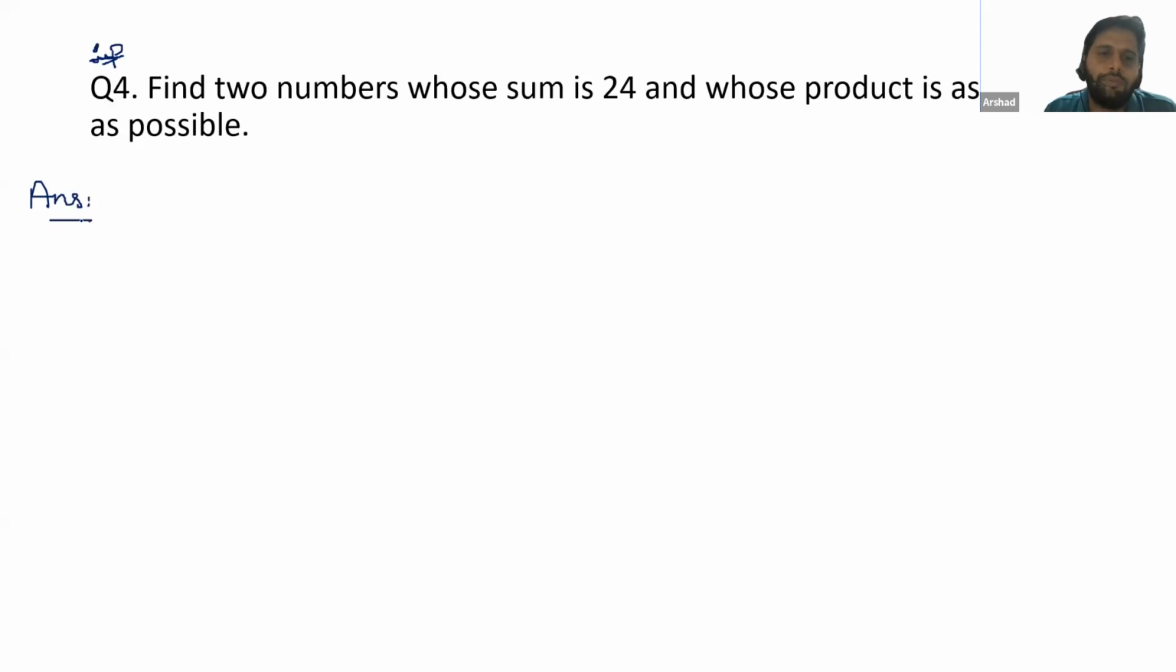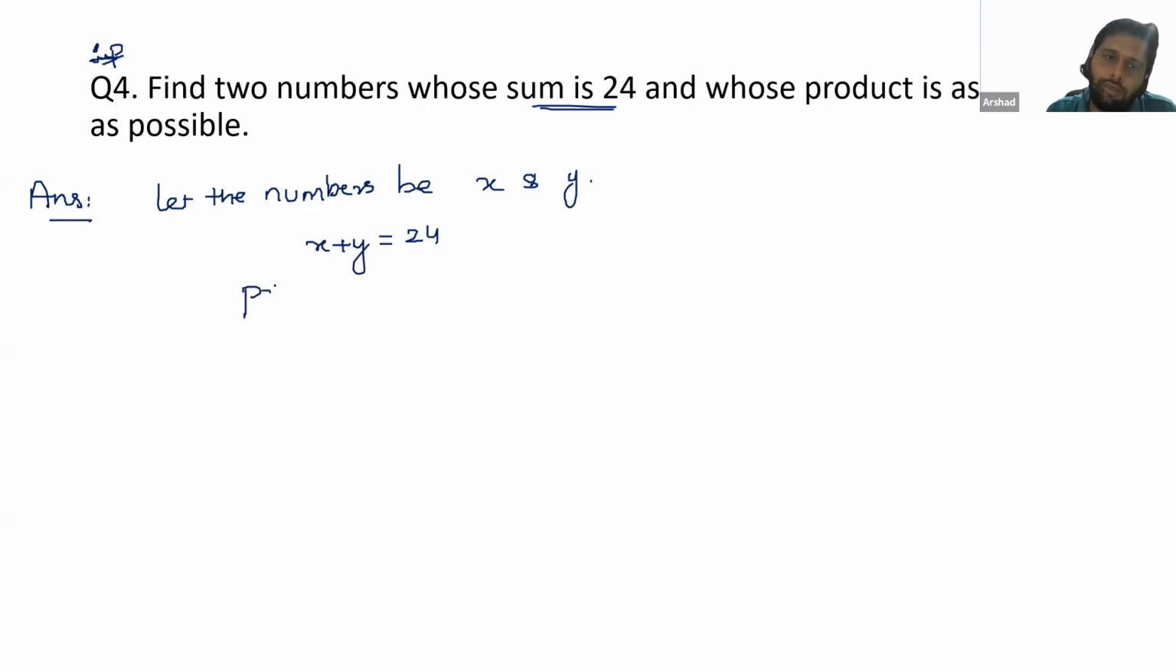So please check here. The question is: find two numbers whose sum is 24 and whose product is as large as possible. So the sum of two numbers is 24 and the product should be maximum. So what we will do, we will first of all assume the numbers. Let the numbers be x and y. Okay. So we can say x plus y is equal to 24. And here we have the product. So product P is equal to what? x into y.